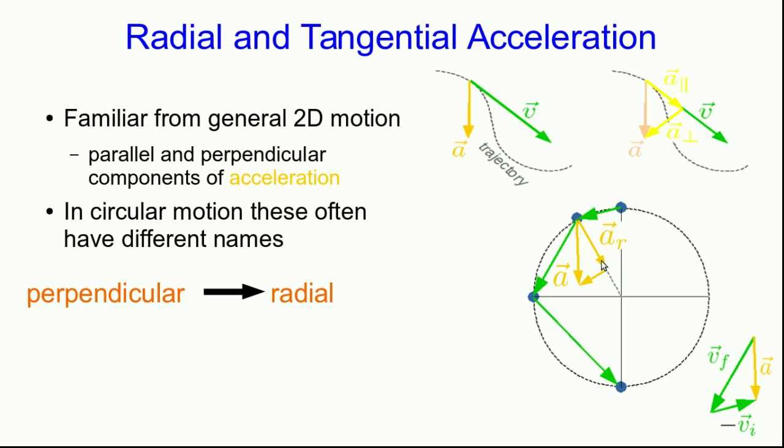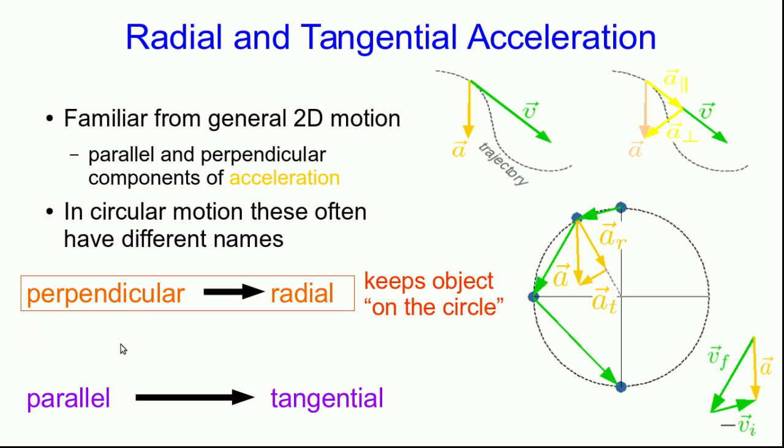The perpendicular component is what we will call the radial component, because it points along the radius of the circle. And the parallel component of the acceleration is what we will call the tangential component, because it points tangent to the circle. So I want to stress, these are nothing new. They are just the parallel and perpendicular components of the acceleration that we've already seen earlier in the course. We're just giving them names that are convenient for when we talk about circular motion. And they play exactly the same roles we've seen.